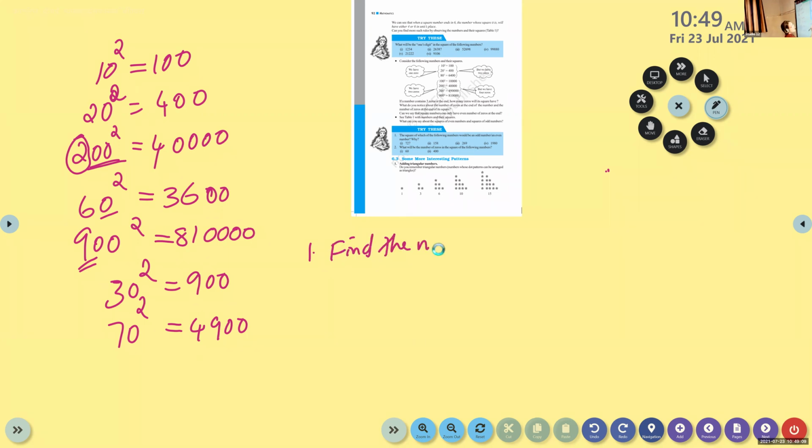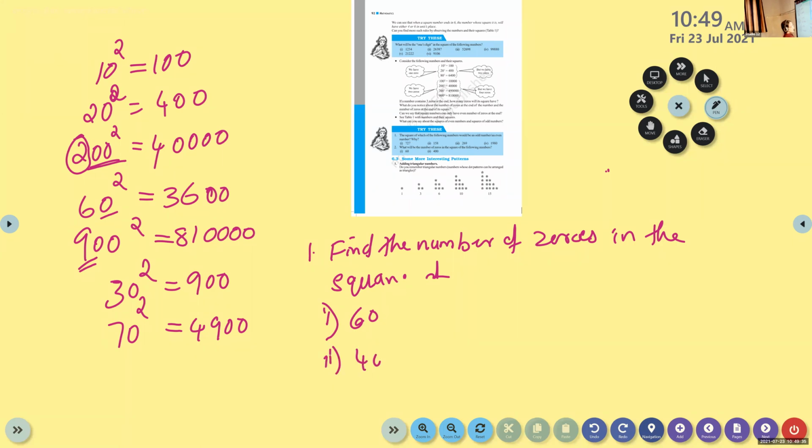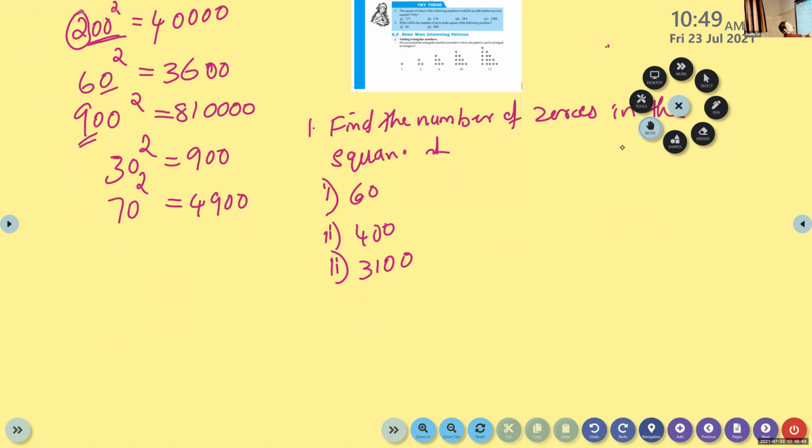Find the number of zeros in the square of: first question 60, second question 400, third question 3100. Only write the number of zeros. Fourth question.